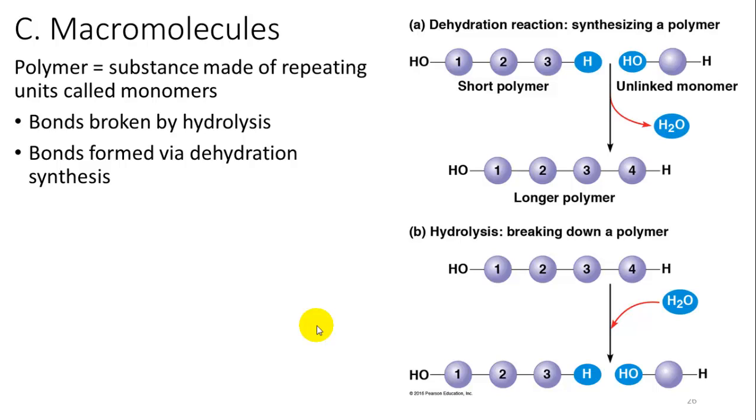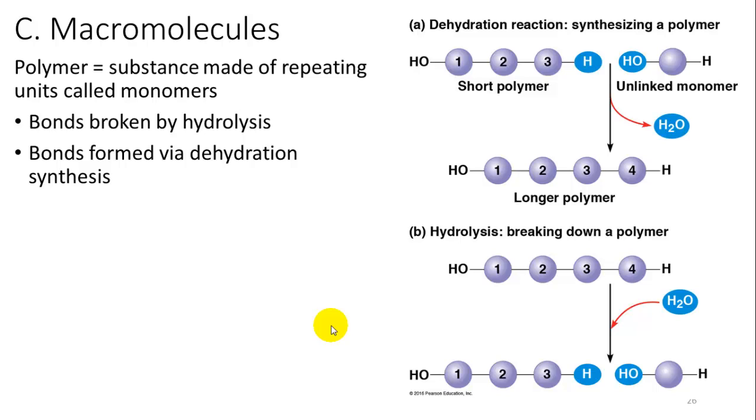Now, a more general term is called polymer. This means something that has a repeat unit. The unit that is repeating is called the monomer, and when you stick them all together, it makes a polymer. Now, polymers can be broken down into monomers, and monomers can be put together into polymers based on 2 different properties. The bonds between them can be broken by a process called hydrolysis. So bonds can be broken by hydrolysis.